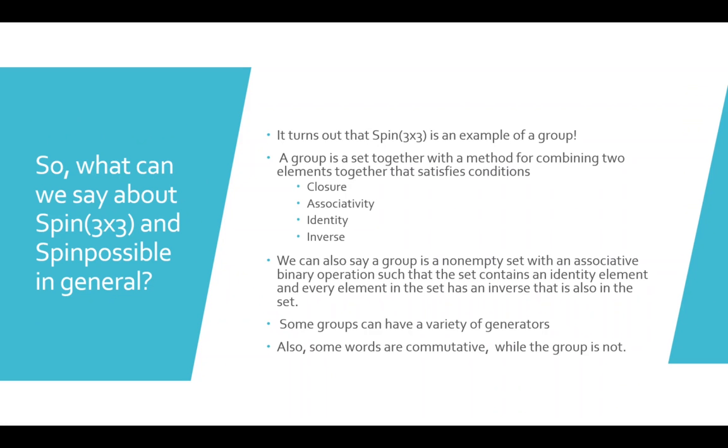To summarize, we found that spin 3 by 3 is an example of a group. It meets the criteria of closure, associativity, identity, and inverse. The group is cyclic, meaning that it has a generator, but it is not an abelian group because there are some words that are not commutative in spin 3 by 3.